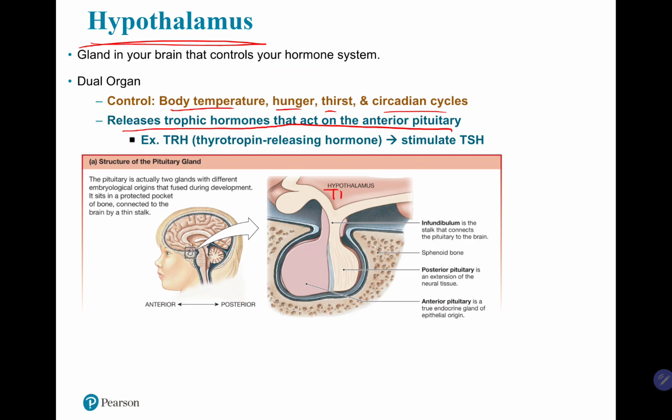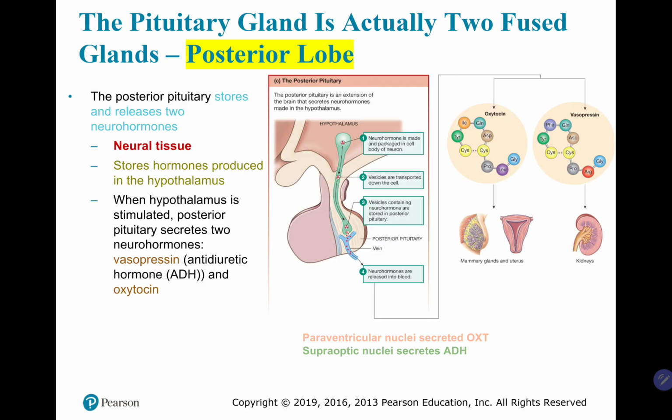We have TRH, thyrotropin releasing hormone that will go down this hypophyseal portal system to target those thyrotropes to release TSH, right? To then go to the thyroid gland, to produce T3, T4, right? Things like that, okay? The posterior lobe, right?